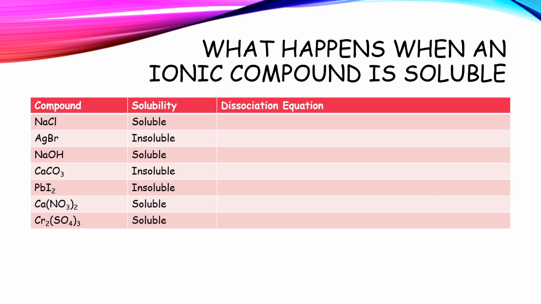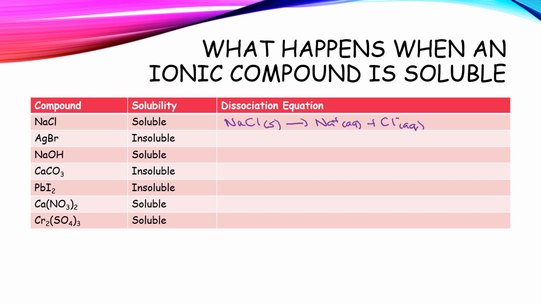So what happens when an ionic compound is soluble? They undergo what's called a dissociation process. This is where the particles, the ions in the ionic compound, fall apart or dissociate. They come apart through the dissolving process. So sodium chloride was soluble. This means that when it's put in water, the sodium chloride, which was a solid, breaks apart into sodium ions and chloride ions. And remember, we know this because these solutions will conduct electricity.